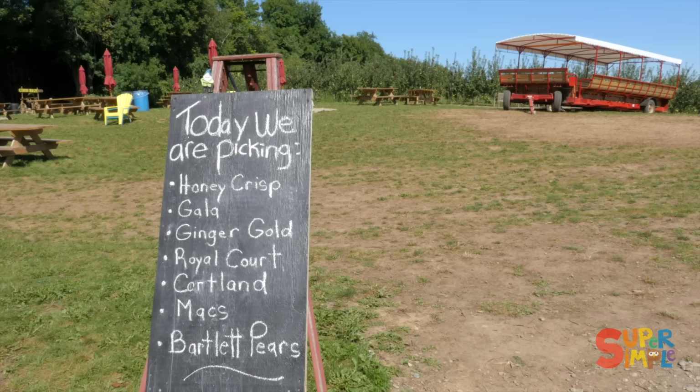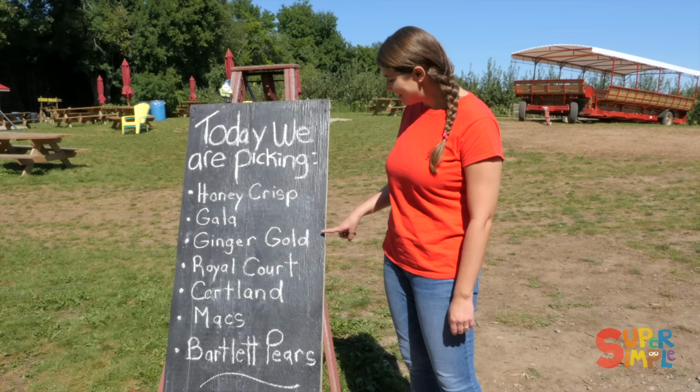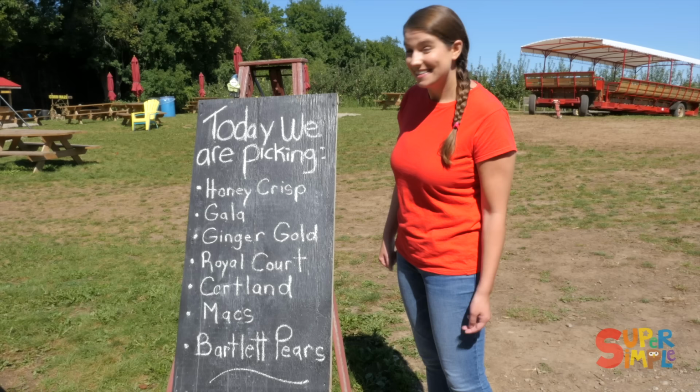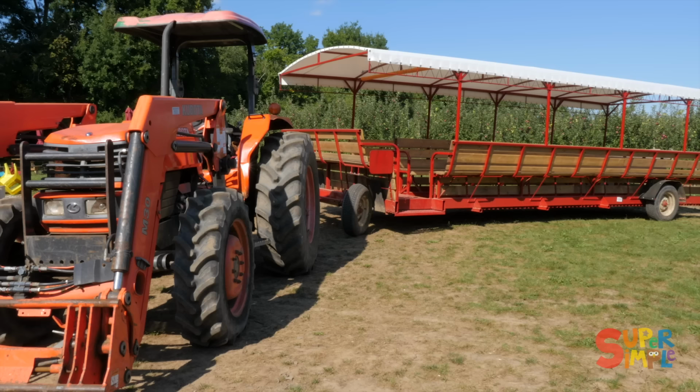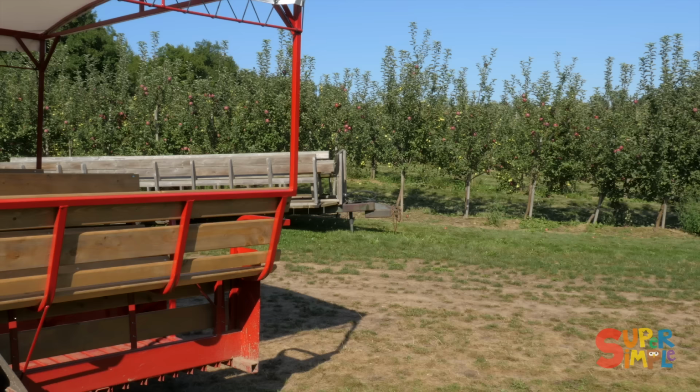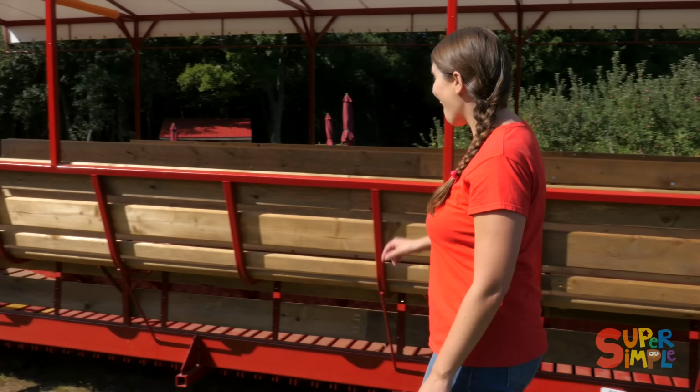These are the apples that they have for picking today. Honeycrisp, Gala, Ginger Gold, Royal Court, Cortland, and Max. Let's find these apples in the orchard. Come on. A wagon and a tractor. Let's go for a wagon ride.